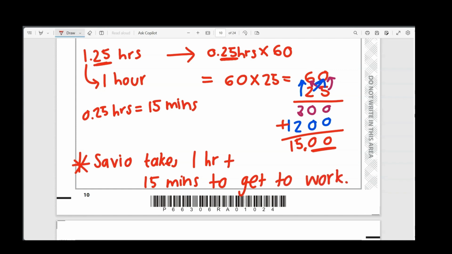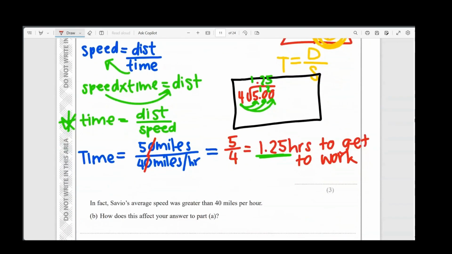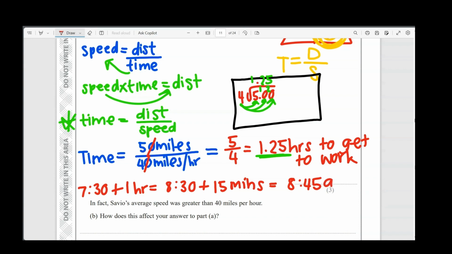We are now going to use this because even though we have done a lot of work, we still need to put this into our answer. So he takes 1 hour and 15 minutes to get to work. He leaves at 7:30. We want to know what time he will get there. So he leaves at 7:30, plus 1 hour is going to be 8:30, plus 15 minutes is going to be 8:45. And we assume it's AM because it's in the morning. And that is how we do that one.